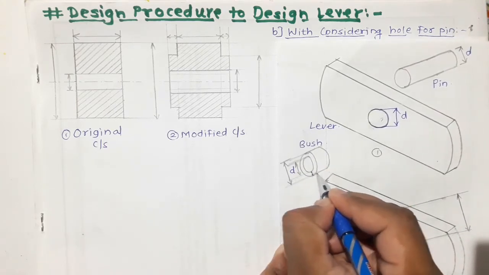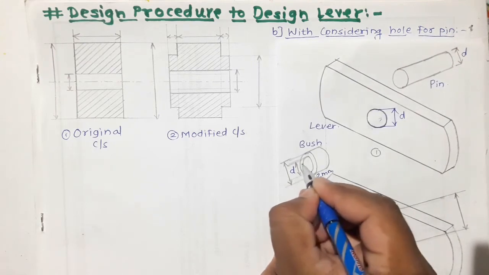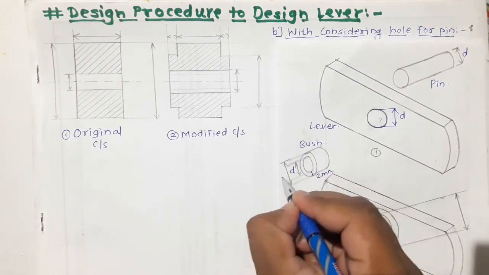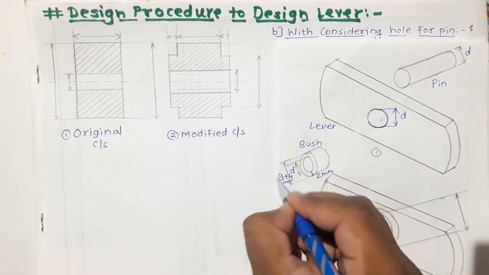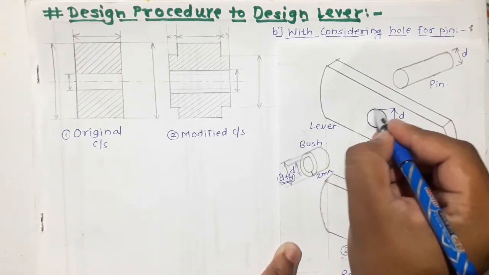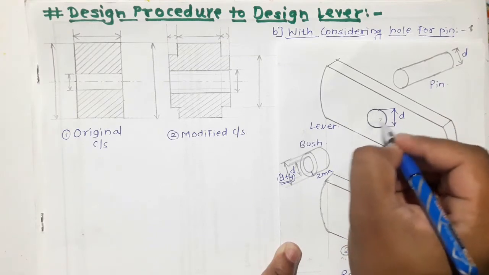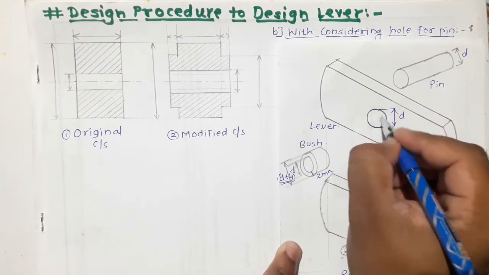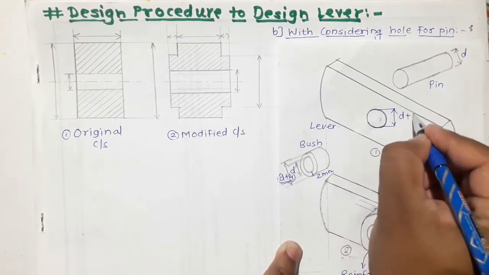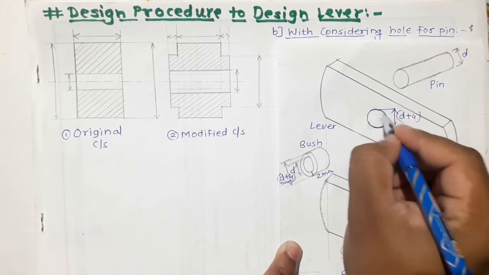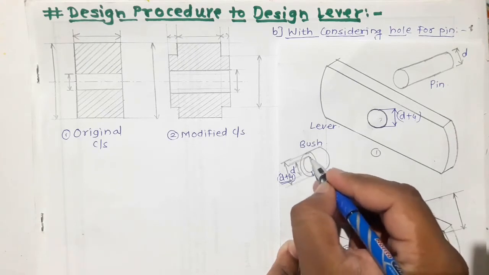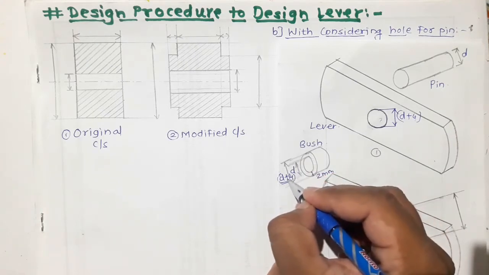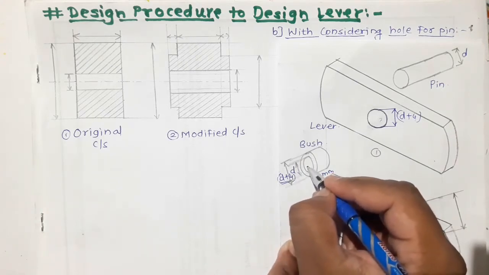So this thickness is 2 mm, therefore the outer diameter of this bush will become d plus 4. Okay, so the outer diameter becomes d plus 4, and therefore the diameter of the hole has to change from d to d plus 4. Now the diameter of the hole that we have to produce in this lever arm is d plus 4, so that we can fit a bush of outer diameter d plus 4 and inner diameter d.